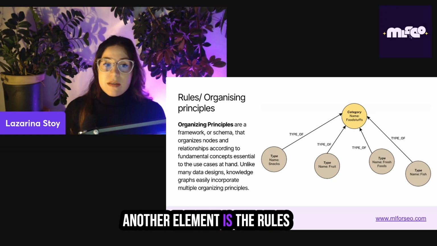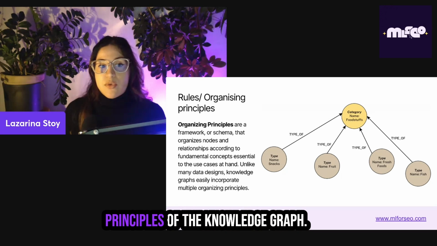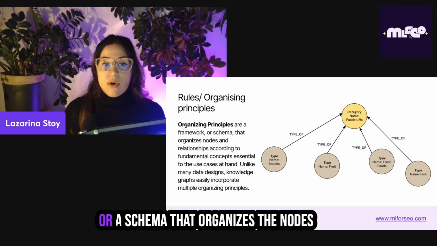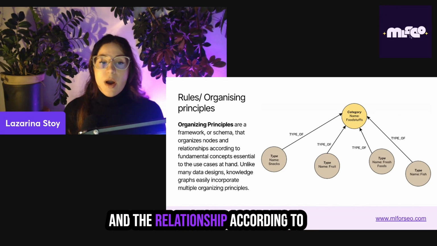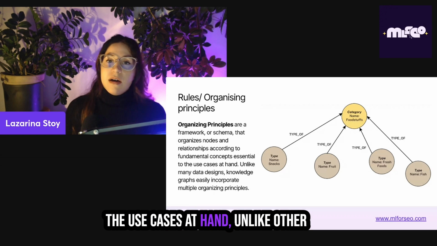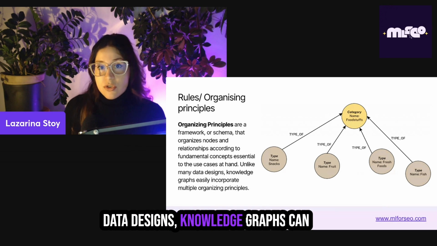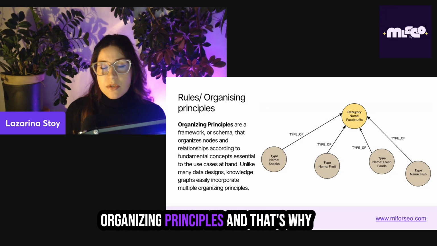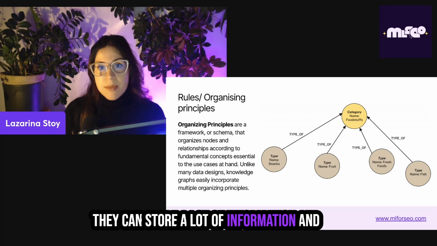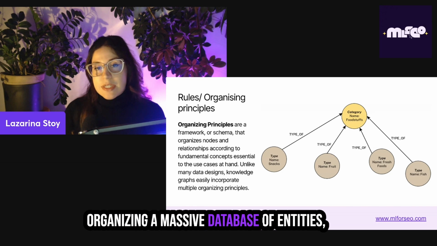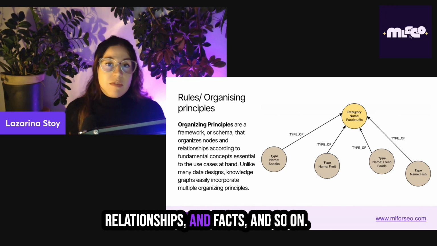Another element is the rules, or otherwise the organizing principles of the knowledge graph. Organizing principles are a framework or a schema that organizes the nodes and the relationships according to fundamental concepts essential to the use cases at hand. Unlike other data designs, knowledge graphs can very easily integrate multiple organizing principles, and that's why they can store a lot of information, and it makes them a very good choice for organizing a massive database of entities, relationships, and facts, and so on.